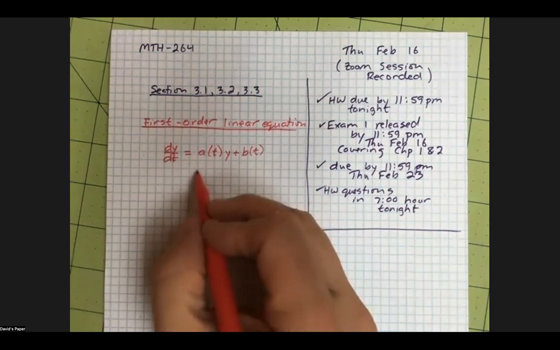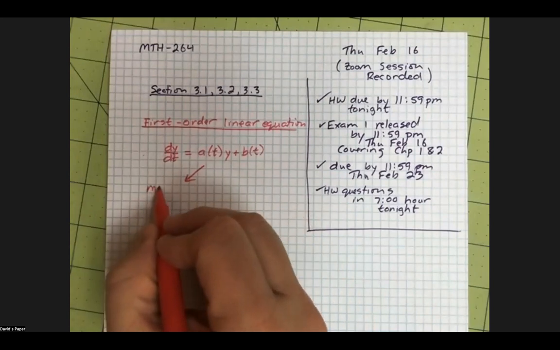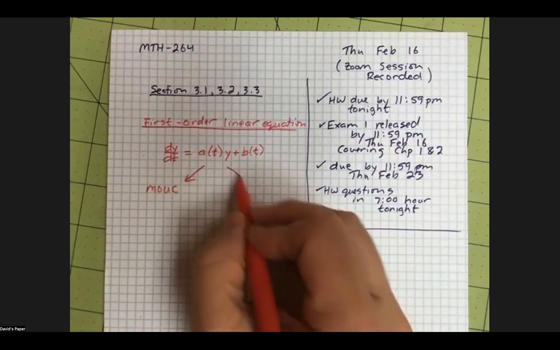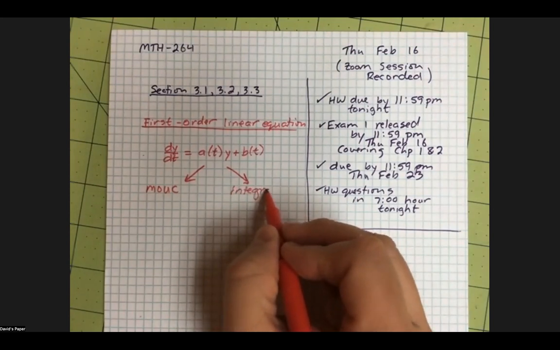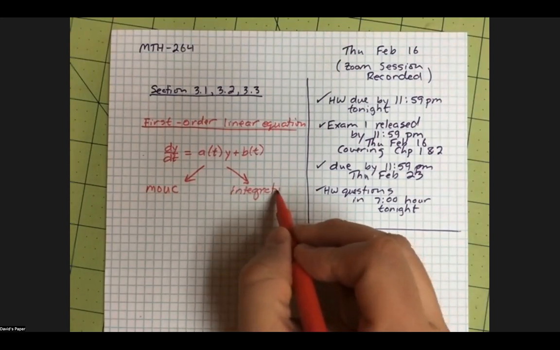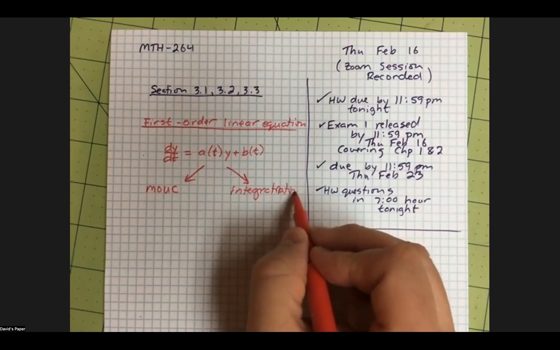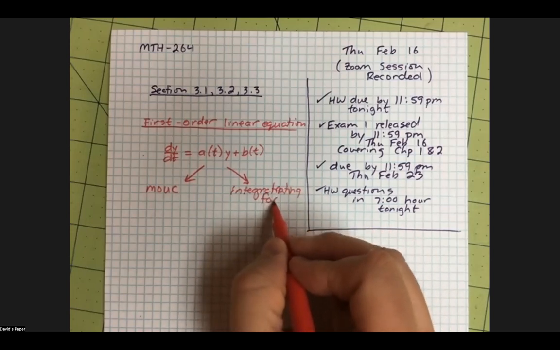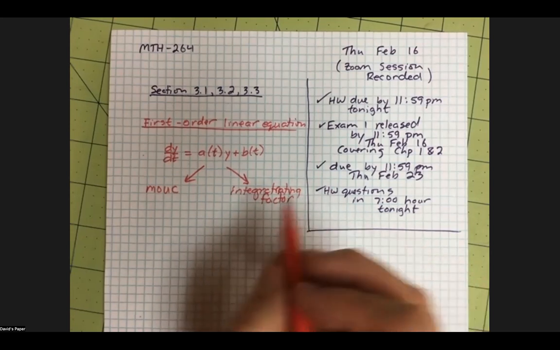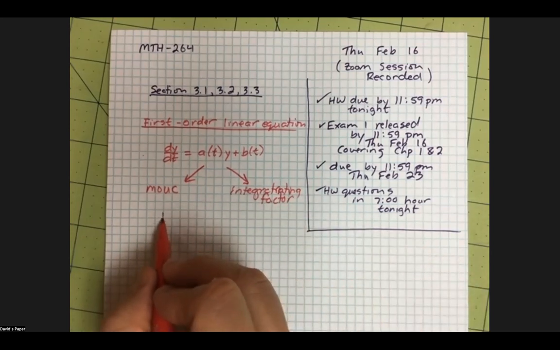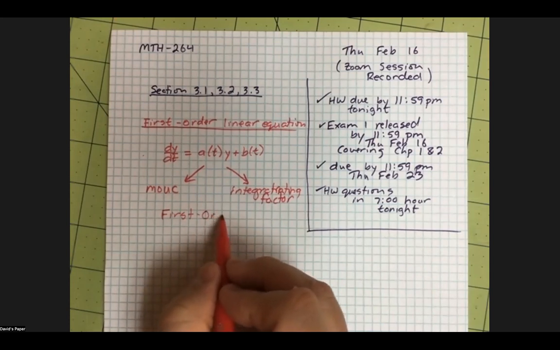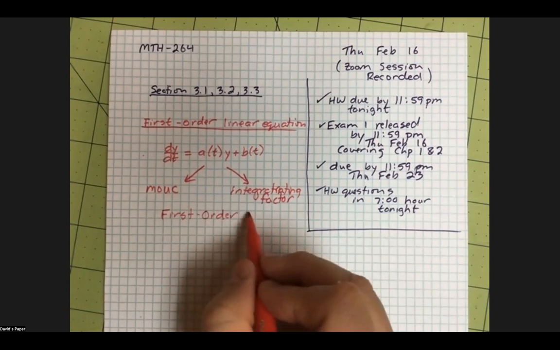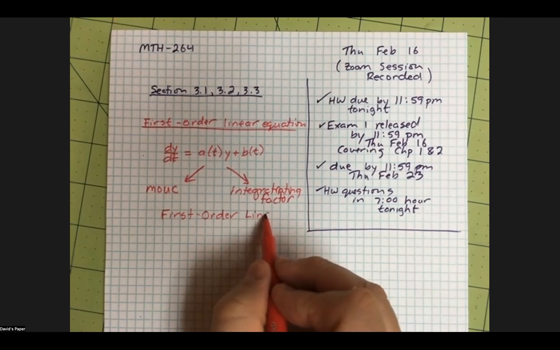We learned two methods for solving this. They were the method of undetermined coefficients and the method of the integrating factor. But now we're going to turn our attention to first order linear systems.